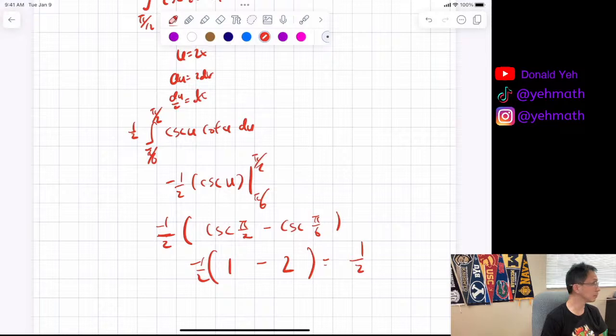It wasn't that bad. Sine of pi over 6 is 1/2, so the reciprocal of 1/2 is 2. Sine of pi over 2 is 1. Flip the 1 and it's going to be 1. Beautiful questions. All right, cool.